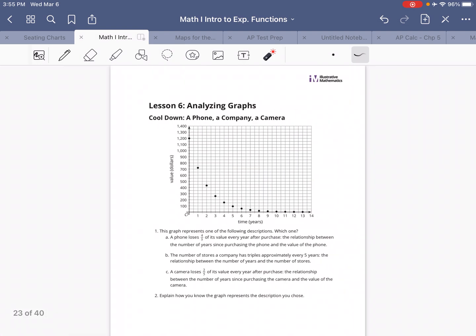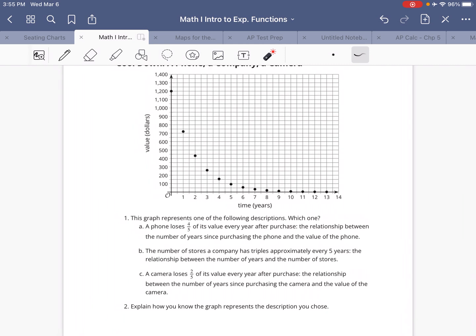Let's take a look at the cool down then. This graph represents one of the following descriptions. Which one do you think it is? A phone loses 4/5 of its value every year? If it loses 4/5 of its value every year, and we started at 1200, how much of its value would it lose?